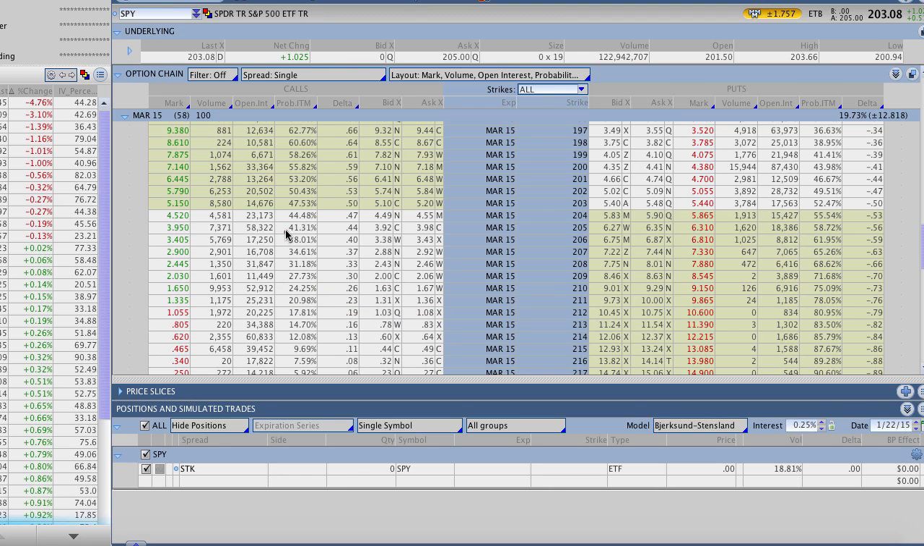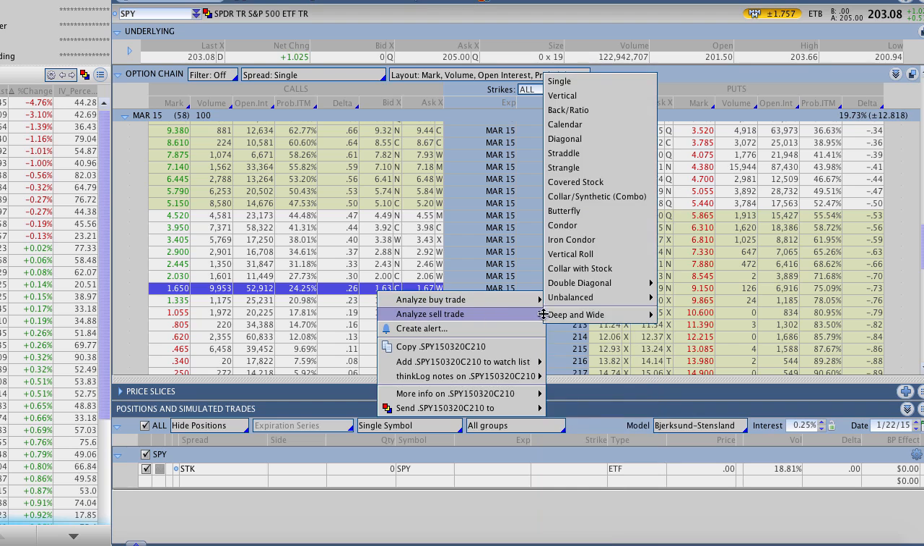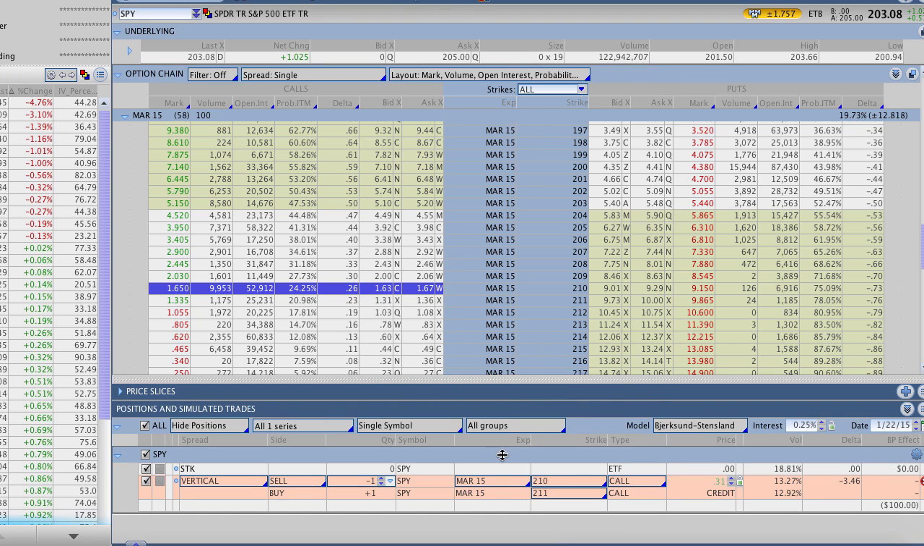Now, this call spread has about a 24% chance of being a losing trade, so about a 76% chance of being a winning trade. So it's a very high probability of success call spread. First thing we're going to do is sell this vertical call spread, the 210-211, and we're going to take in a $31 credit.